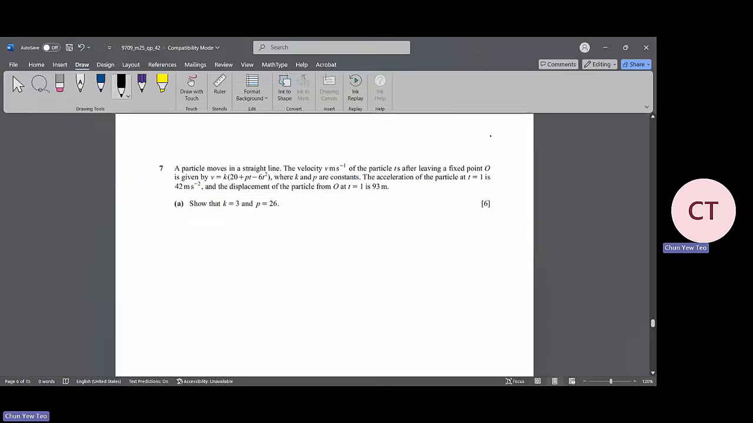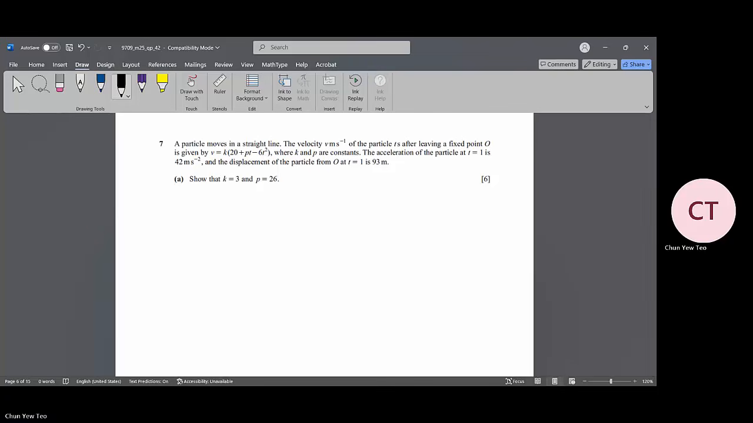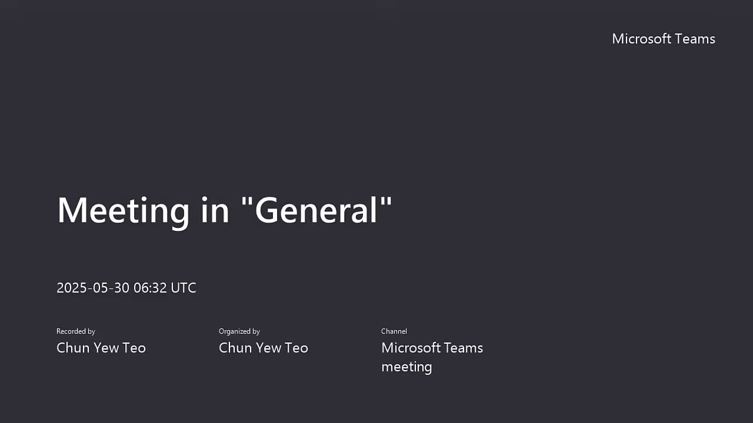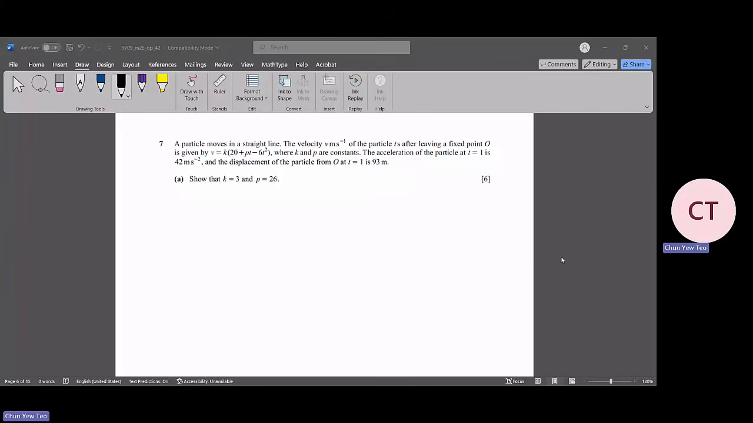Okay, so now we move on to question number 7. A particle moves in a straight line. The velocity v meter per second of a particle t second after leaving a fixed point O is given by these equations, where k and p are constants. The acceleration of the particle at t equal to 1 is 42 meter per second squared, and the displacement of the particle from O at t equal to 1 is 93 meter. Show that k is equal to 3 and p is equal to 26.